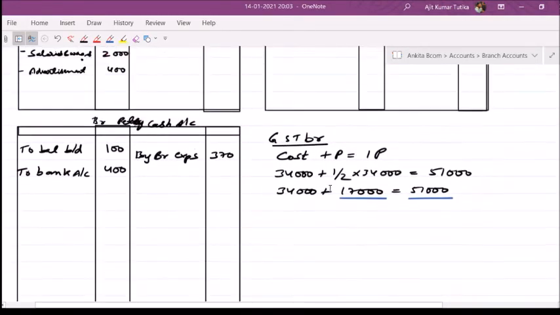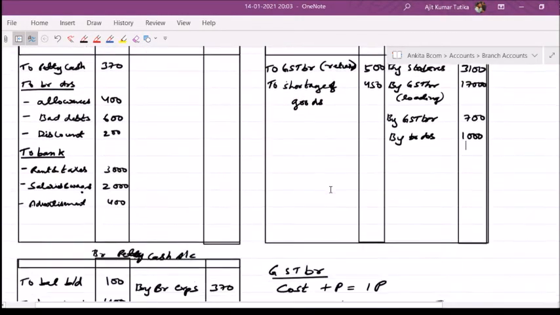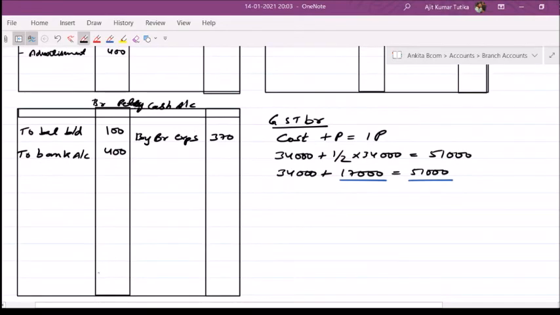Few things which will start balancing is, first of all, we will close the small petty cash one. We can go in any strategy, but let us start with the small one. So we have here by balance carried down 100 plus 400, this is 500 minus 370, which is 130. This is balancing figure. I have written balancing figure in blue.